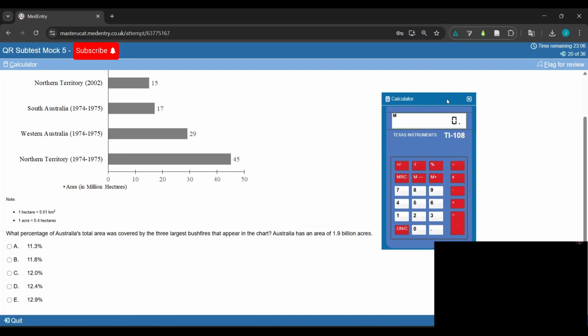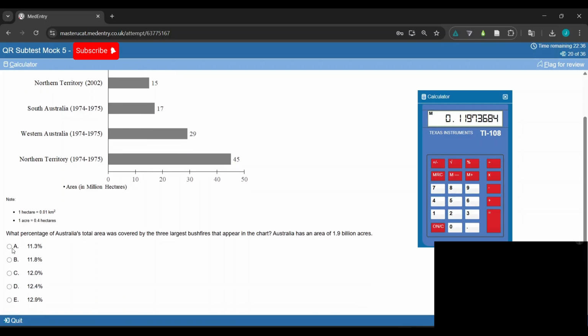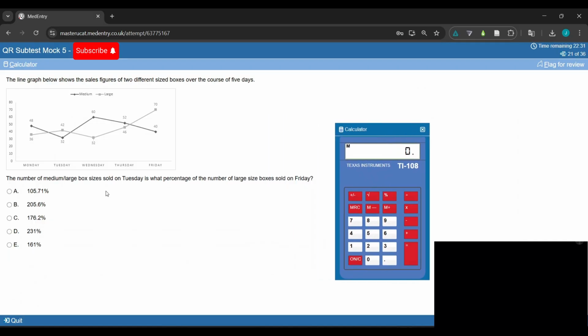Okay, what percentage of Australia's total area was covered by the 3 largest bushfires that appeared on the chart? Okay, so 49 plus 29 plus 17, that's in millions of hectares, so then divide this by 0.4, and then this is how many millions there are, so then divide this by 1,000 to get billions, and then divide this by 1.9, 11.97, which is 12.0%.